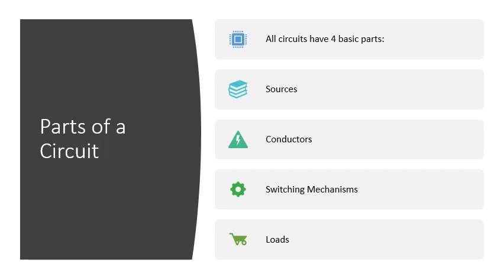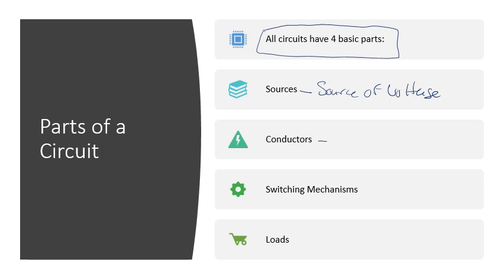Okay, so all circuits have four important parts. Number one, source. There has to be a source of voltage, a source of energy. There has to be a conductor. A conductor will allow for the flow of electricity, electrical current. And there's something called a switching mechanism that will help control flow.